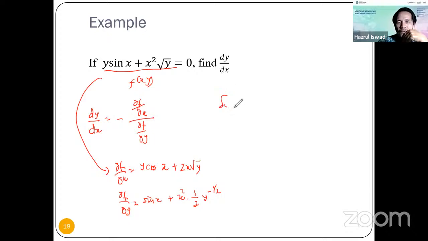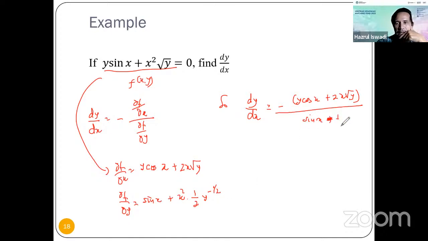So dy/dx is minus y cosine x plus 2x square root of y, divided by sine x plus a half x² y to the power of minus a half. So this is the example, the answer of the example.